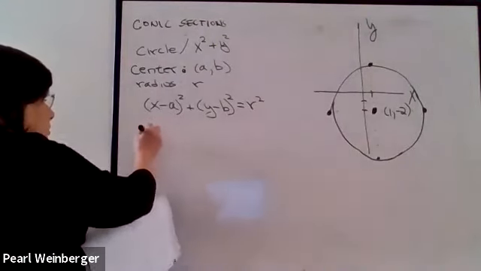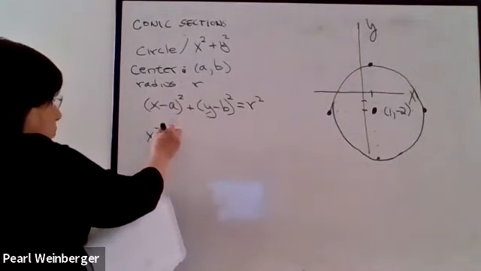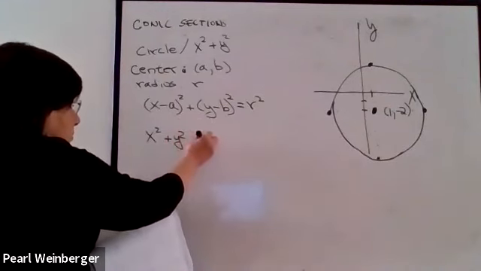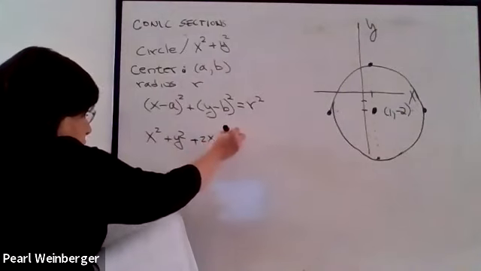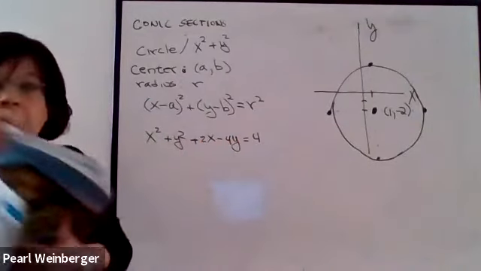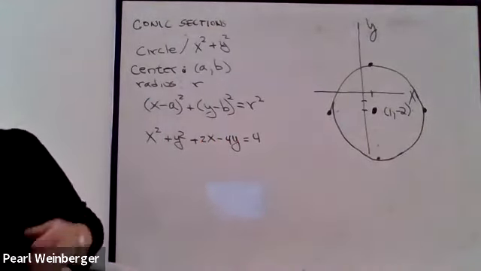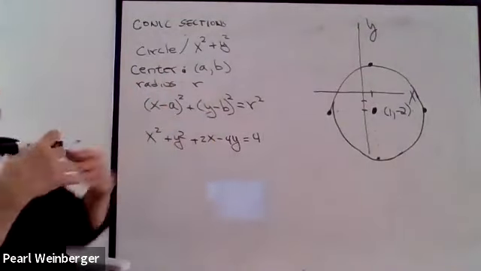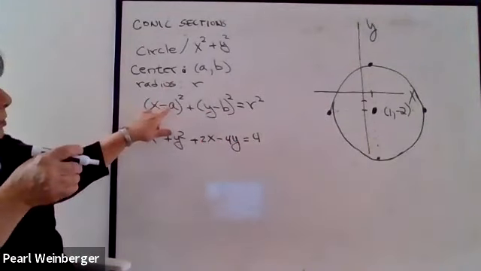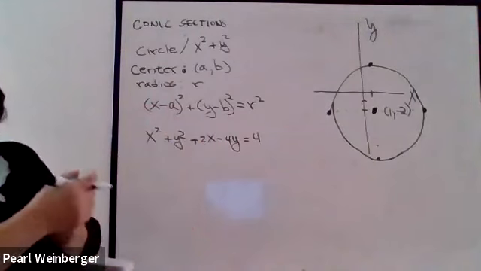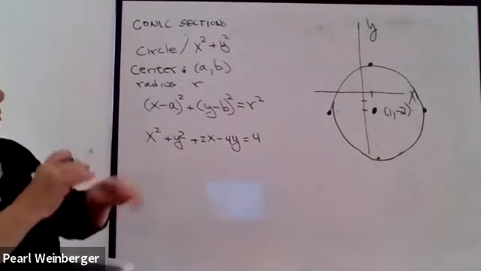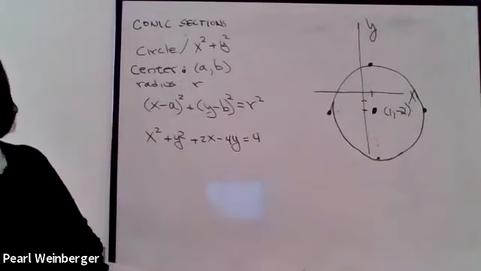you get an equation that looks like this: x squared plus y squared plus 2x minus 4y equals 4. What happens if what they did to the equation is they removed the parentheses? In other words, they took the x minus a and they squared it. And then they did the y minus b and they squared it. And they collected all the like terms, etc. And they got something like this.